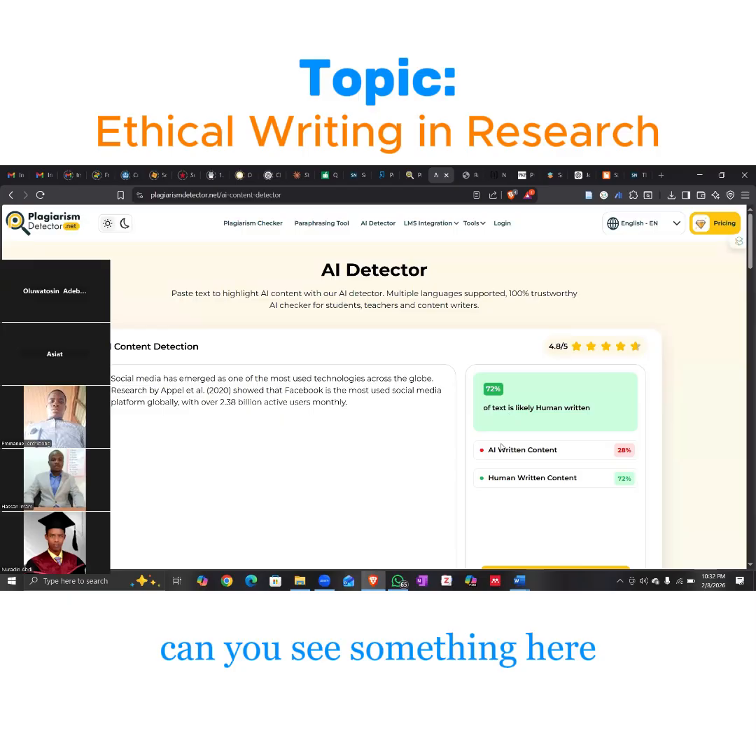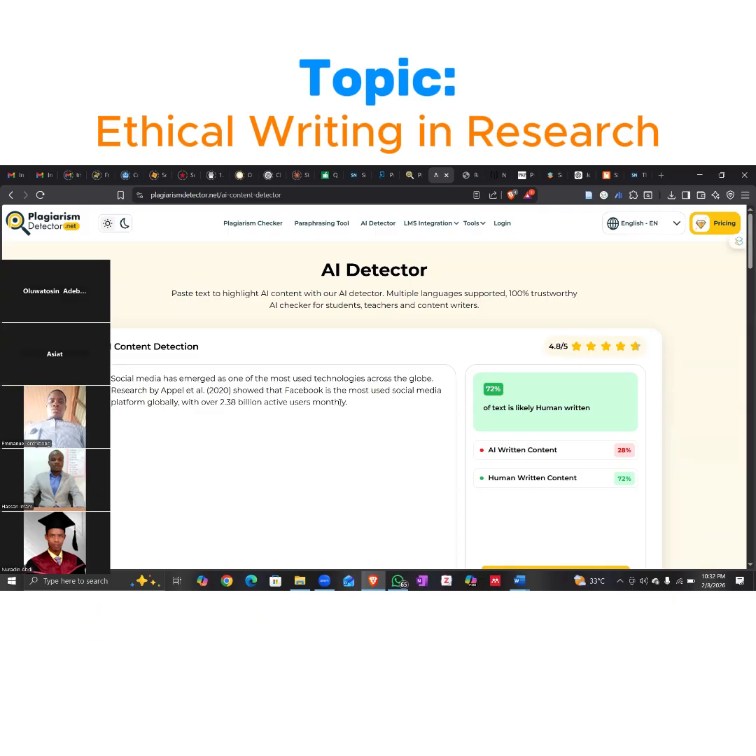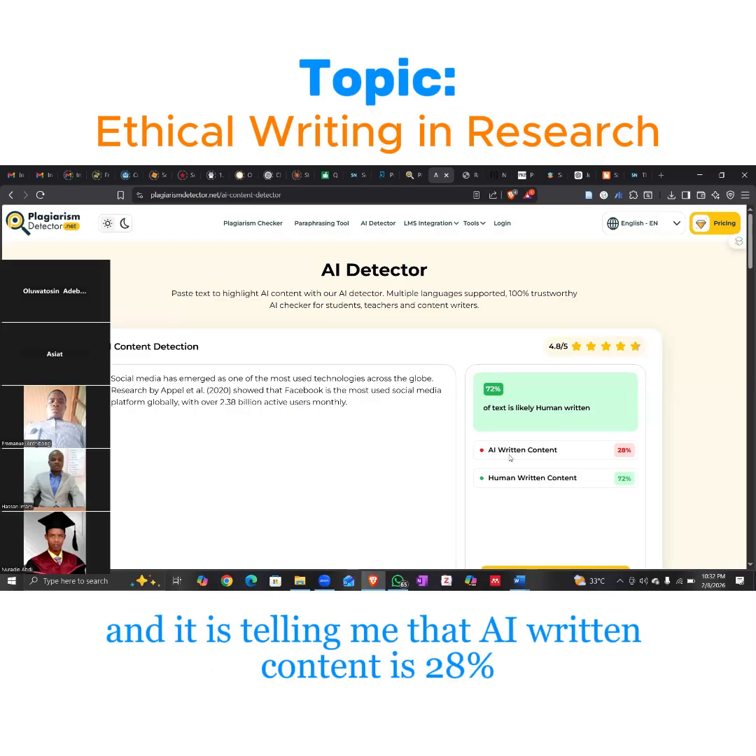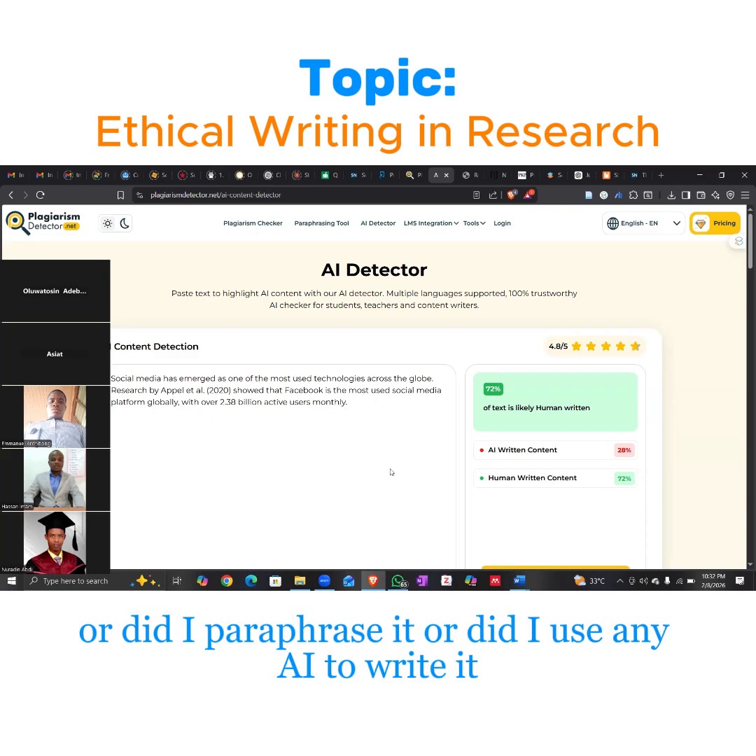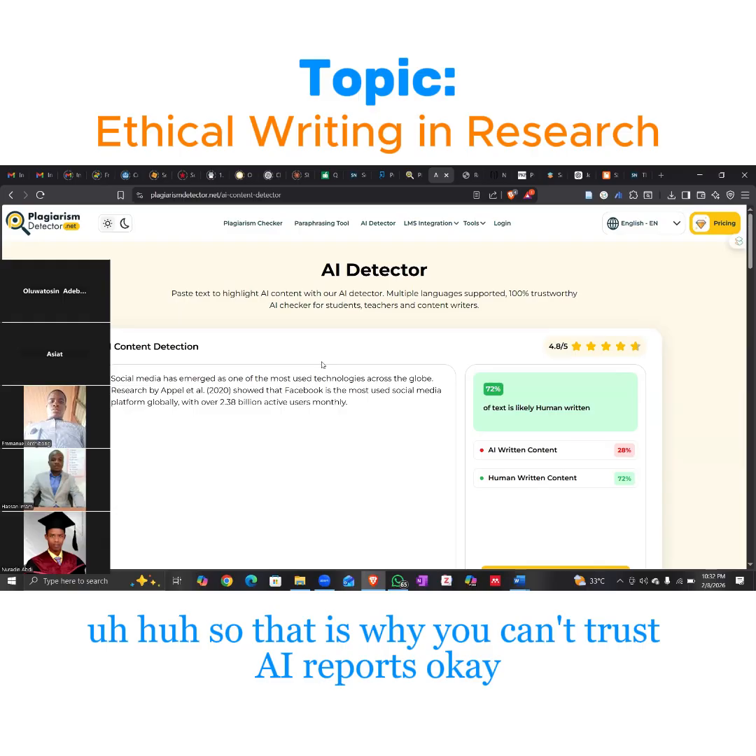Can you see something here? So would you say this thing is written by AI? Are we seeing what I'm saying about AI reports not being accurate? This text was written by me. I didn't even paraphrase it with AI, and it is telling me that AI written content is 28%. Did I paraphrase it, or did I use any AI to write it? No, sir. So that is why you can't trust AI reports.